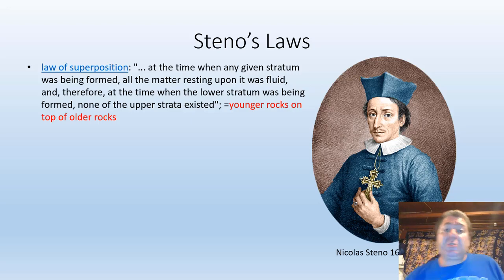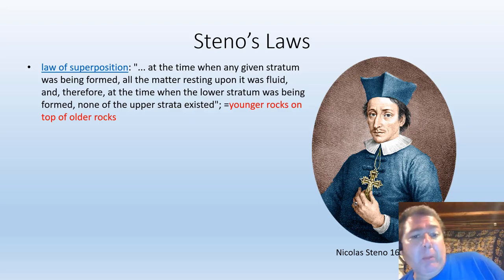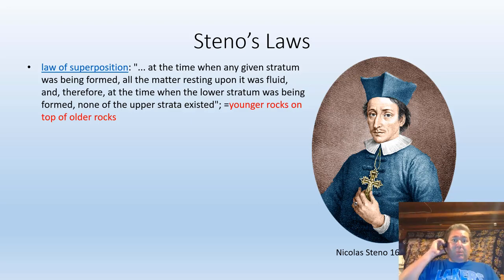So Steno has four laws that will help us look at and interpret the history of various rock sections. First of all, the law of superposition: at the time when any given stratum was being formed, and so on. Basically, this is saying that younger rocks are on top of older rocks, right? How can I put a rock on top of this rock if this rock isn't here? So younger and younger rocks are put on top of older rocks, right?